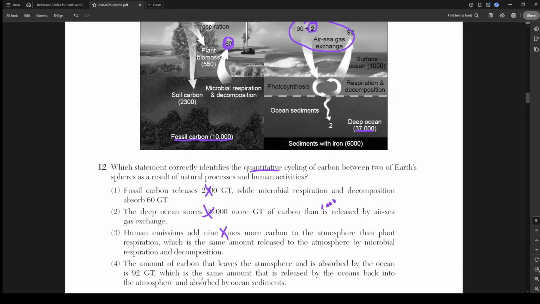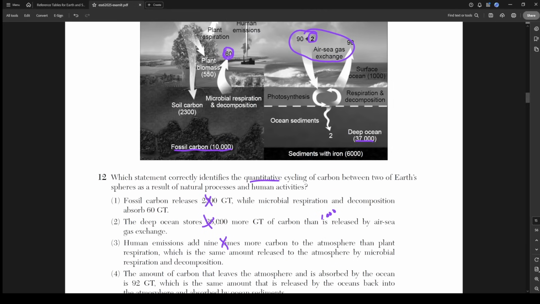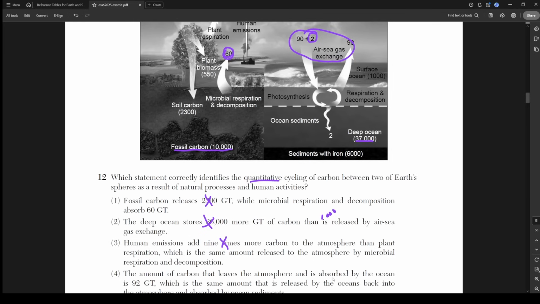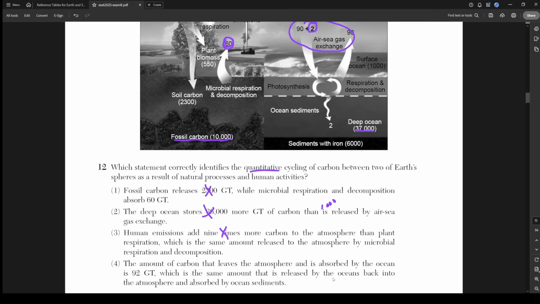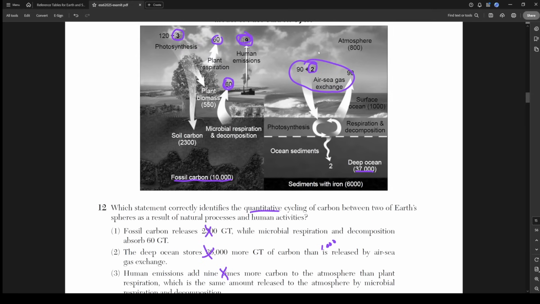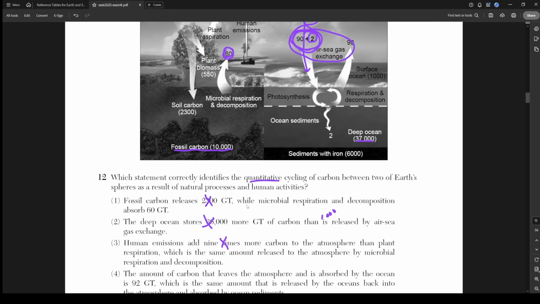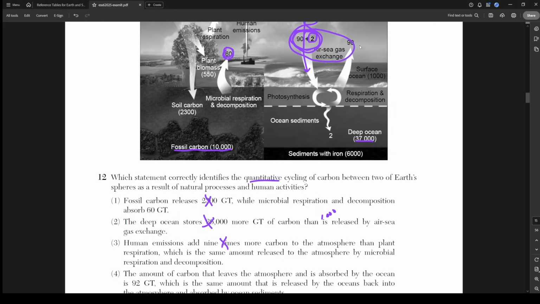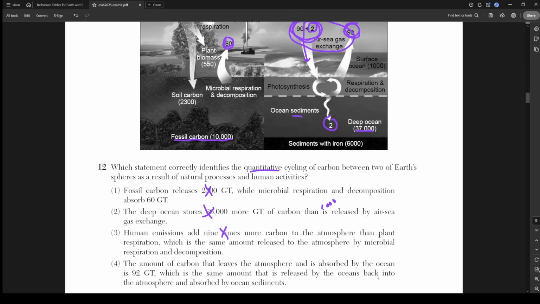The amount of carbon that leaves the atmosphere, hopefully this is right because I eliminated 3. The amount of carbon that leaves the atmosphere and is absorbed by the ocean is 92. Look, atmosphere to the ocean, 90 plus 2 is there, which is the same amount that's released by the oceans back into the atmosphere and stored by ocean sediment. Look, released from the atmosphere, 90 plus ocean sediment, 2. There it is.